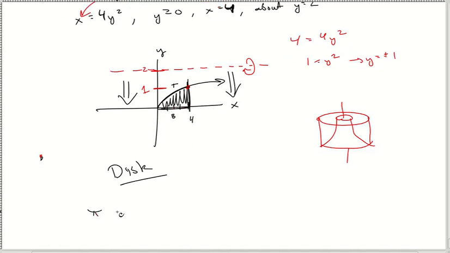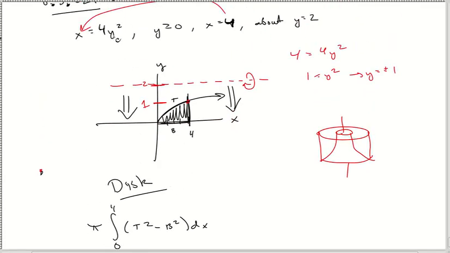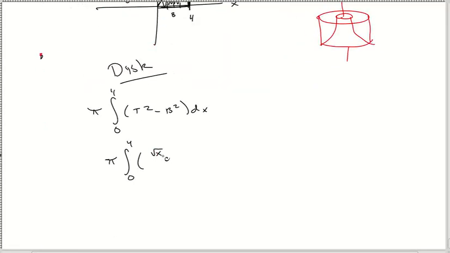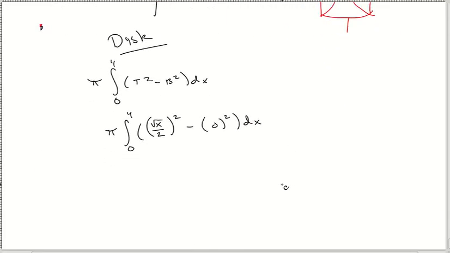Disk method would be a regular pi, not 2 pi, but a regular pi, 0 to 4 of, again, my top squared minus bottom squared dx. I mean, that's the formula. So let's do that. 0 to 4, my top would be this guy here. Now, notice that I drew this as a square root, so I need to think of this as a square root. So that's y squared is equal to x over 4, square root both sides, and so you get the square root of x over 2. That's what I'm actually going to use as my top. Square root of x divided by 2, squared, right? That's part of the formula. I got to square them here. And then my bottom was just going to be a 0. So that's actually pretty simple. Squared dx. That's my answer, right?